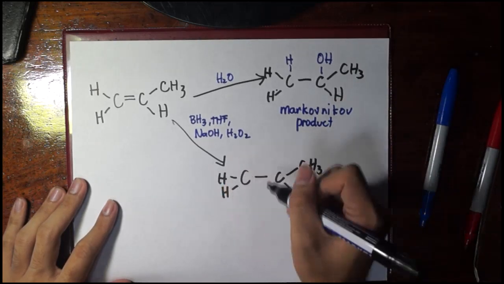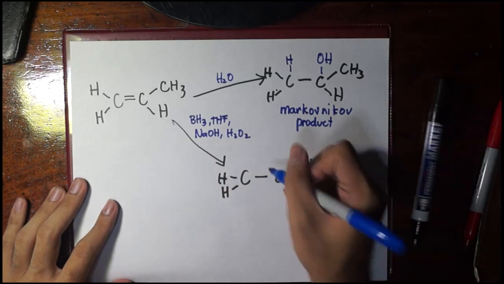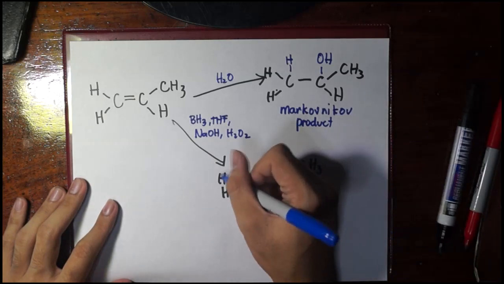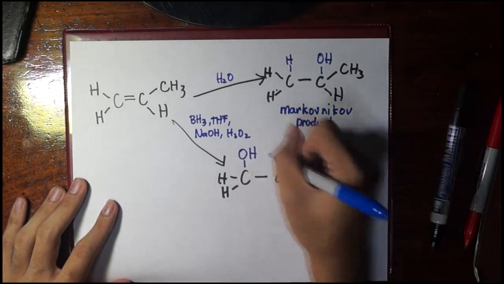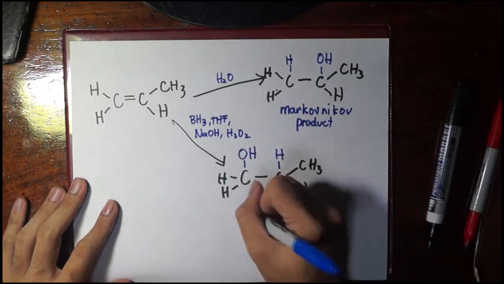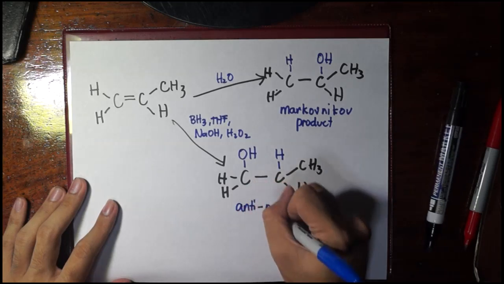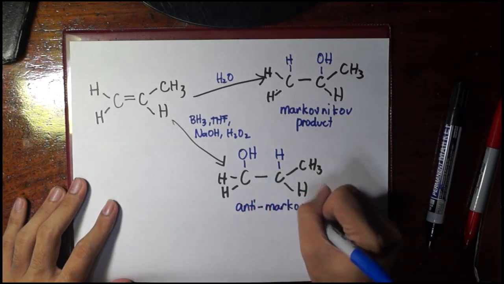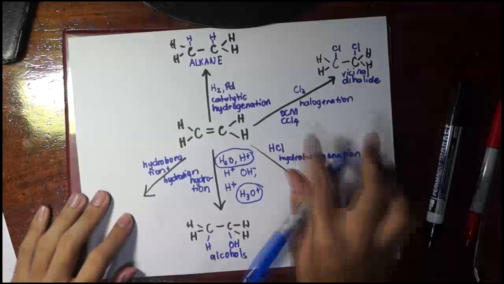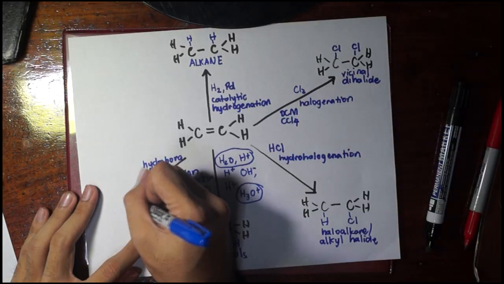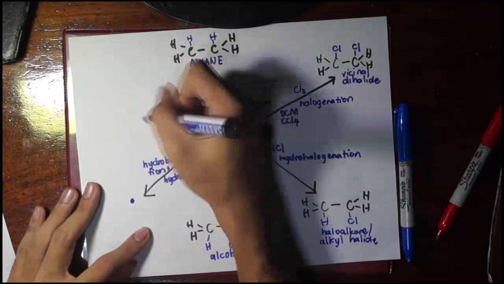So here again, if we're going to follow Markovnikov's rule, this carbon should get the hydrogen because it has more hydrogens. But in hydroboration, this is the opposite. So we get the anti-Markovnikov product. So I'll just put a dot to say that we have discussed this already.